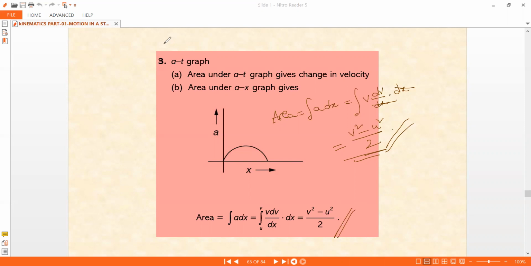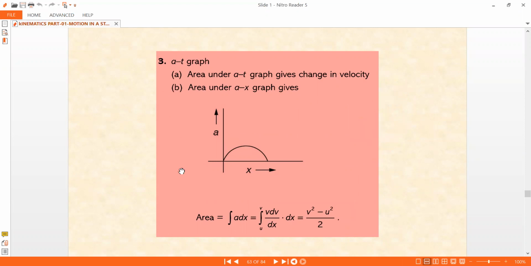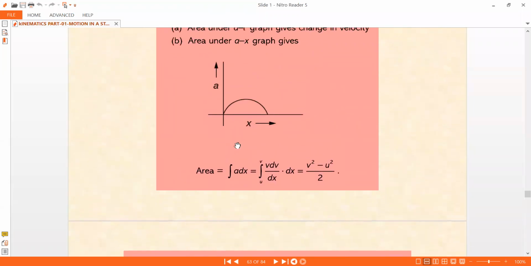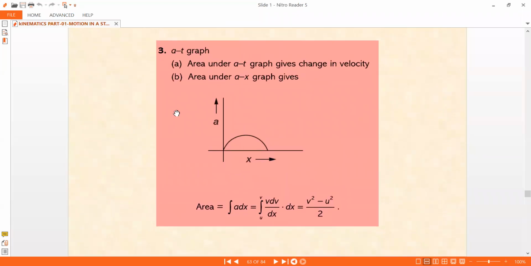These are the graphical analysis a little bit, and after this some problems are there.